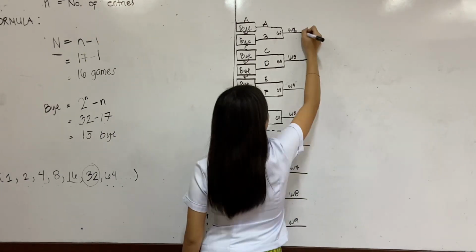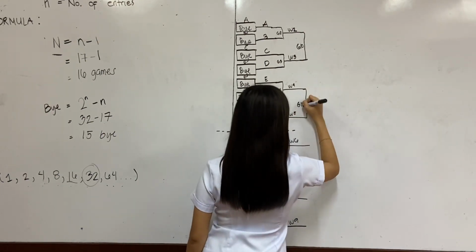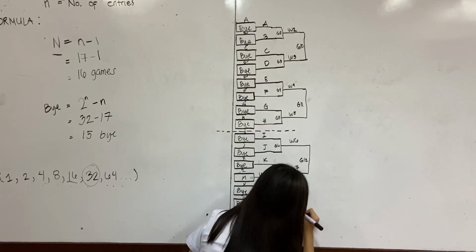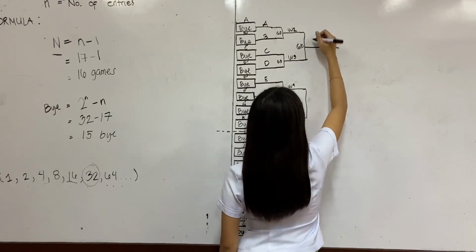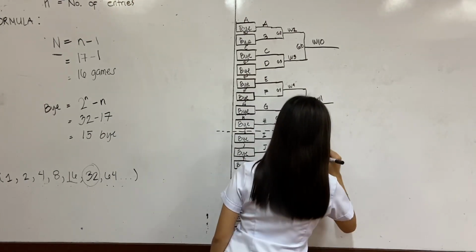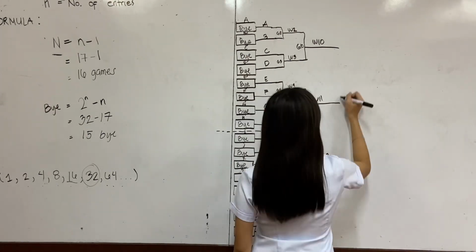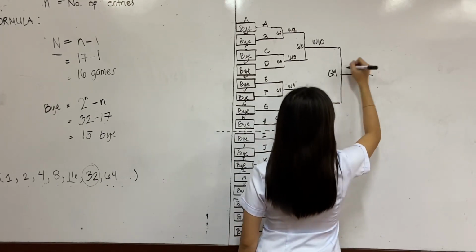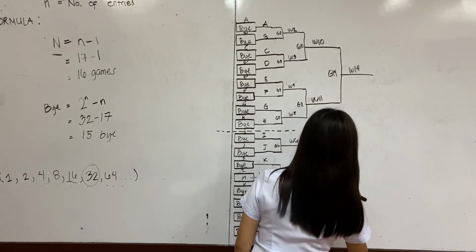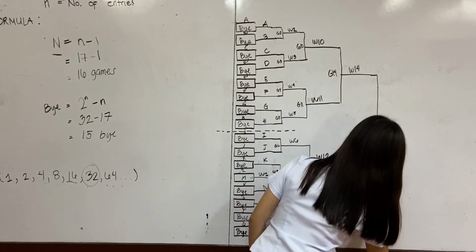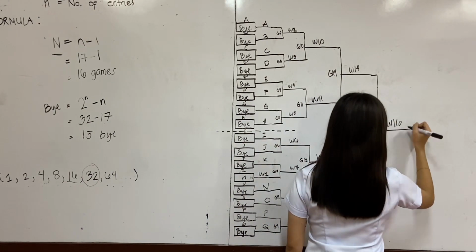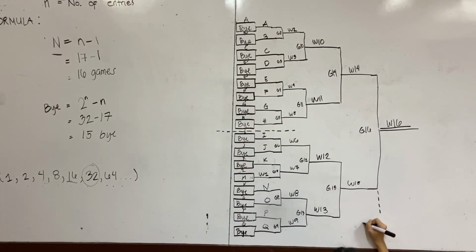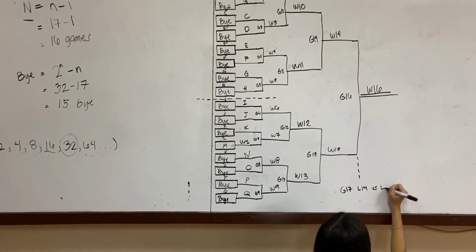Game 10, winner 2 versus winner 3. Game 11, winner 4 versus winner 5. Game 12, winner 6 versus winner 7. Game 13, winner 8 versus winner 9. For game 14, winner 10 versus winner 11. Game 15, winner 12 and winner 13. And for game 16, winner 14 versus winner 15. Game 17, loser 14 versus loser 15.